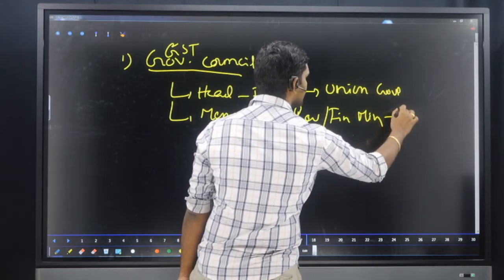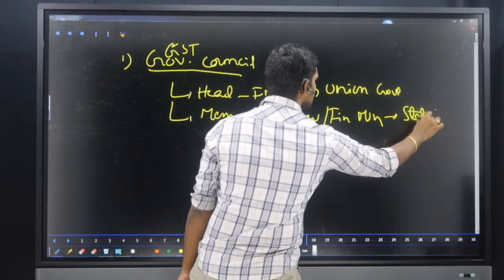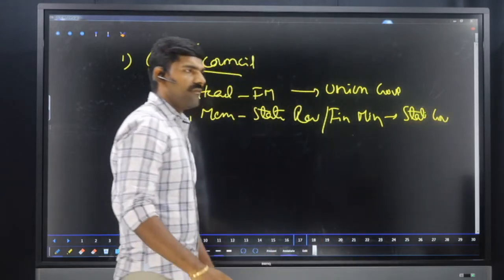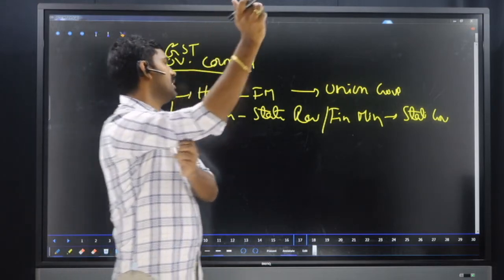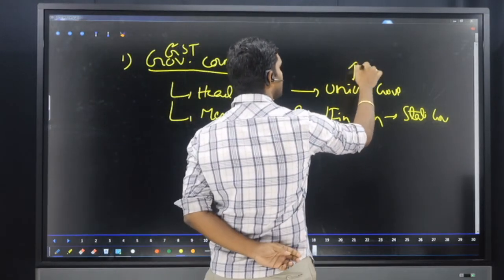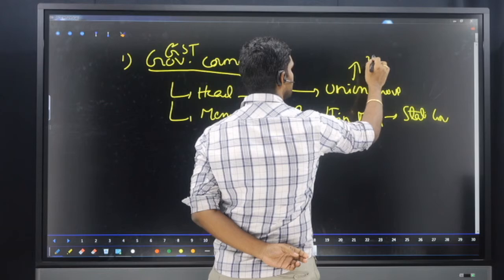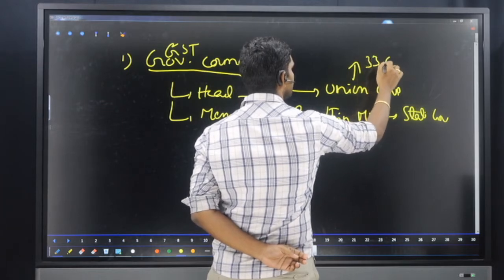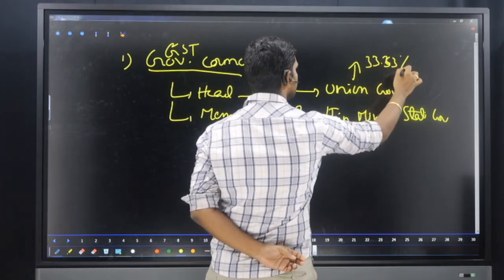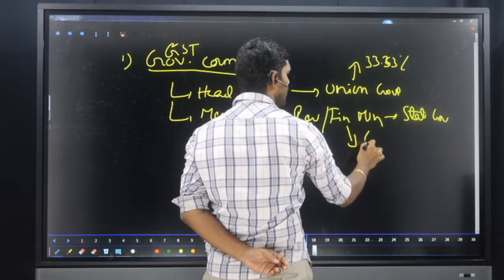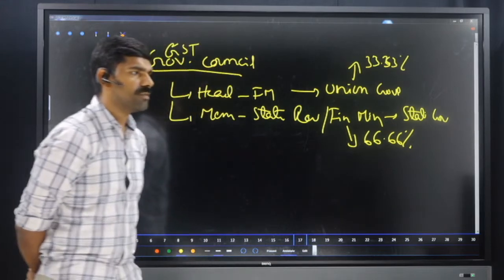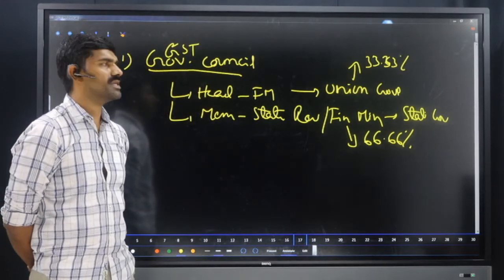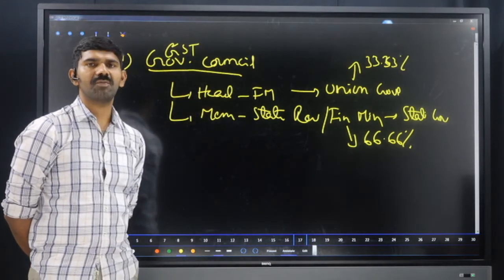State means they represent the state governments. Now whenever they're taking decisions in the GST, a very, very important point: the union government will have a voting right of 33.33 percentage. State governments will have voting of 66.66 percentage, and the union government will have 33.33 percentage.